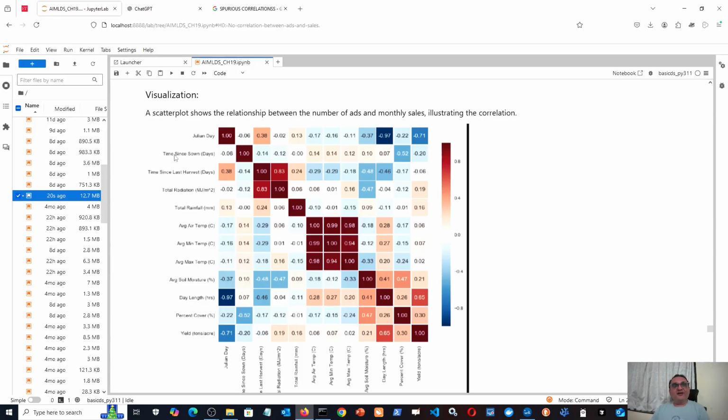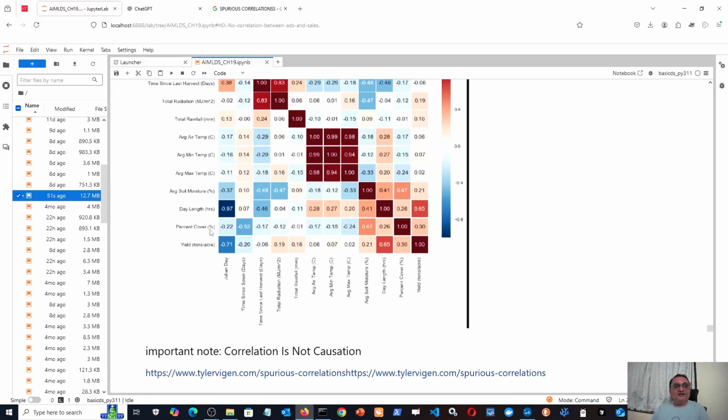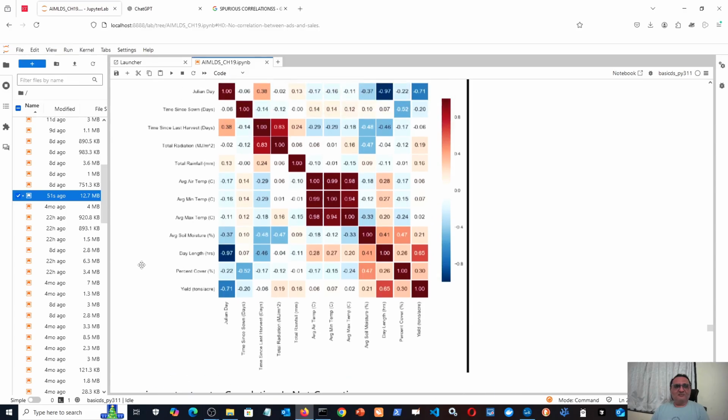Does it depend upon the time since the seeds were sown, time since the last harvest was taken, total radiation, total rainfall, average air temperature during the process from when the seeds were sown to the harvest, the day when harvest was taken, average minimum temperature, maximum temperature, average soil moisture, day length, and percentage coverage? Maybe percentage irrigation coverage, or maybe whether you had sown your seeds very densely close to each other or far away from each other. I don't know what that percentage coverage is, but in short, these are my x variables, x1, x2, x3, and so on up to xn, and this is my y variable, right?